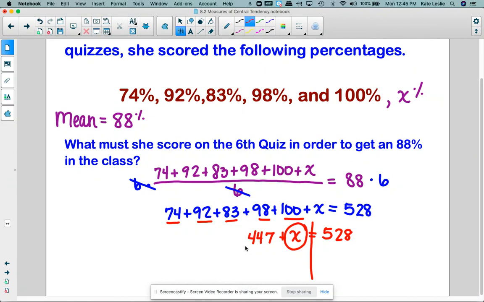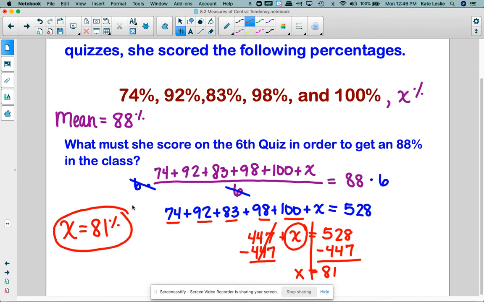Okay, we draw our equal track, circle our variable. Let's do the opposite to each side, which is subtracting 447. Subtract 447. These cancel, and you get that x equals 81, which means if x equals 81, she has to score an 81% on her 6th quiz in order to get an 88% in the class.